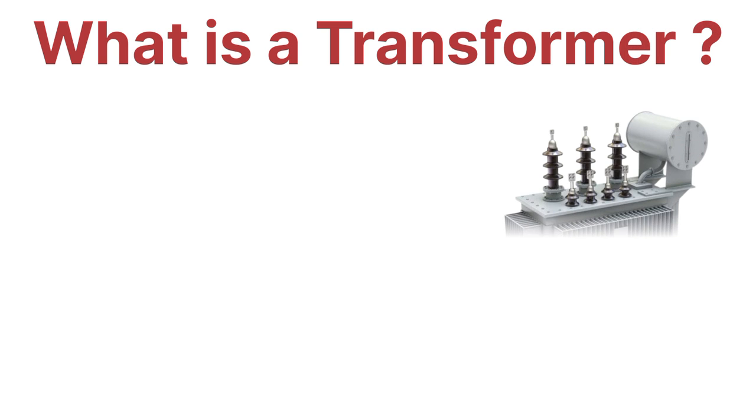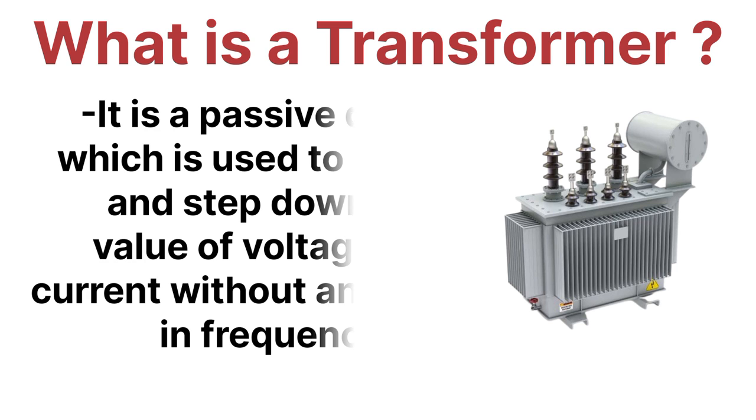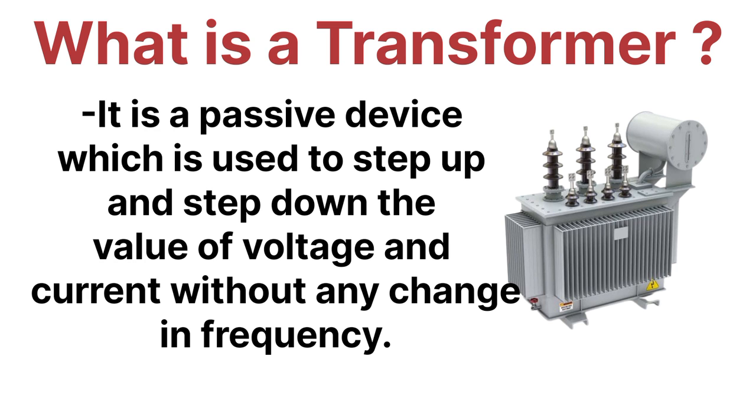So now let's see what is a transformer. In electrical engineering, a transformer is a passive component. Passive component means it will always absorb the electrical energy that is supplied by the generator or the power station. The transformer is always a passive component that transfers the electrical energy from one electrical circuit to another circuit. So this is the basic concept about a transformer.